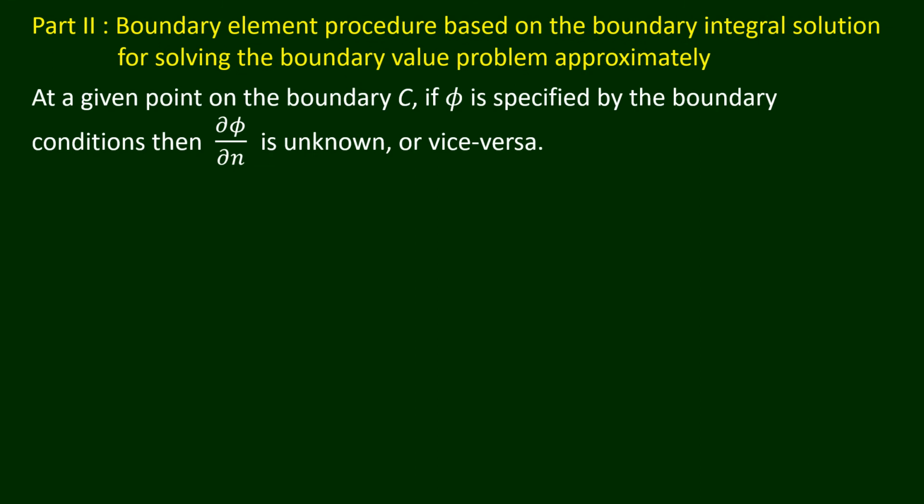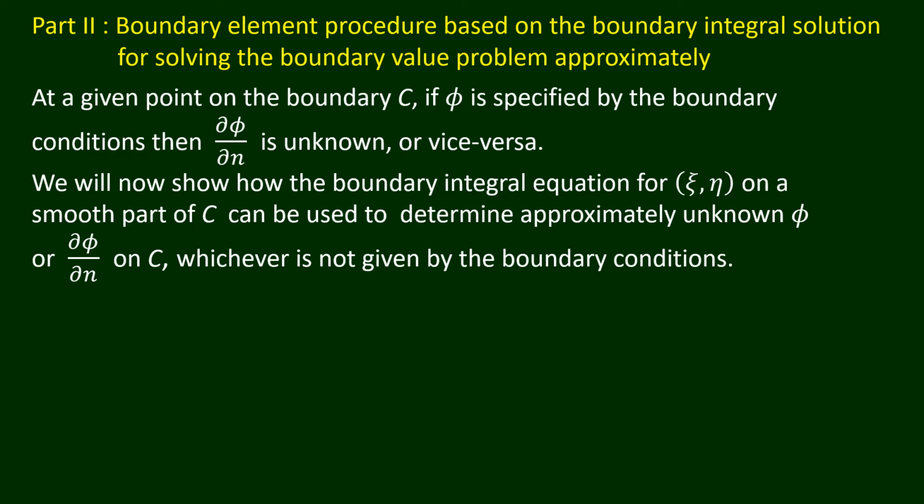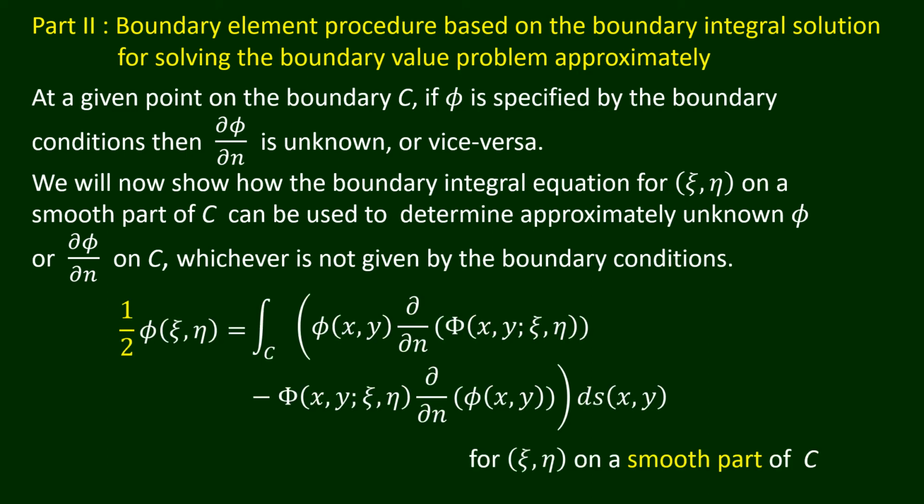We will now show how the boundary integral equation for the point xi eta, on a smooth part of the boundary C, can be used to determine approximately unknown Phi, or del Phi over del n, on C, whichever is not given by the boundary conditions. Here is the boundary integral equation for point xi eta, on a smooth part of C.